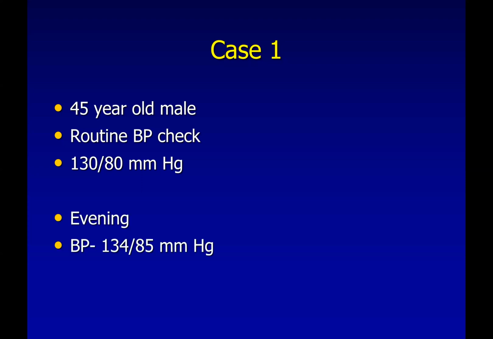Now, I will go a step further. This same case, BP was 130/80 millimeter of mercury. In the evening, this BP was measured again, because you had told the patient that he has a problem. He got it measured again, and with all precautions and standardized measures, this BP now comes out to be 134/85. So definitely this is now stage 1 hypertension. And again, I would say you don't need to treat. There are two options now.